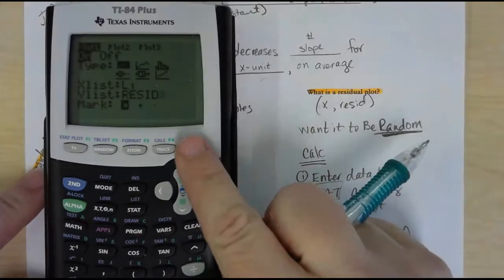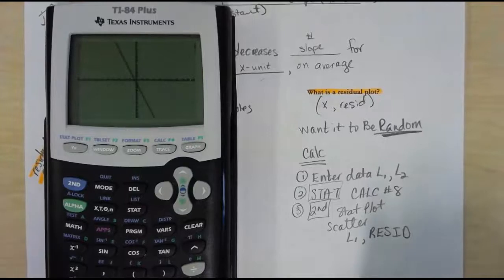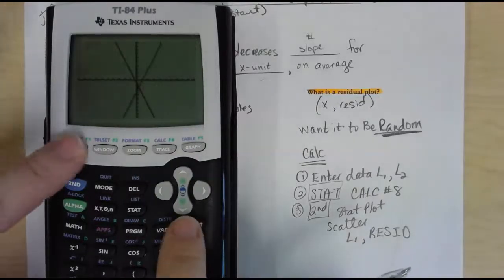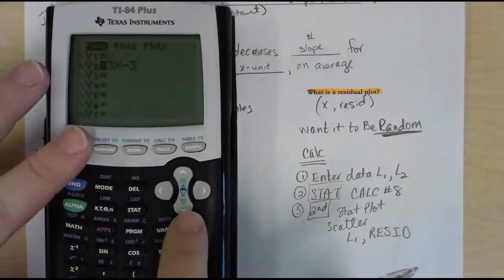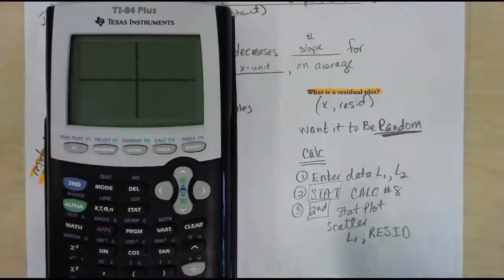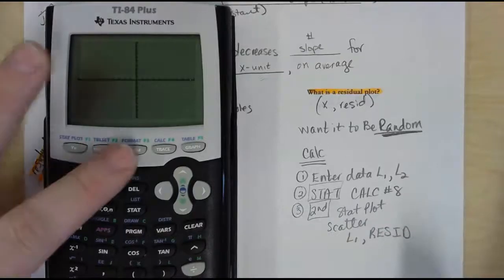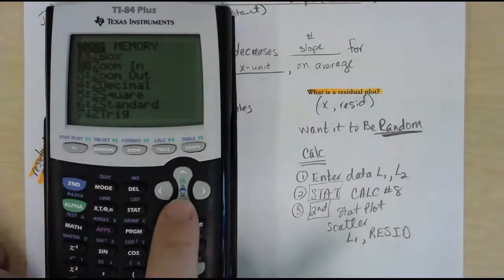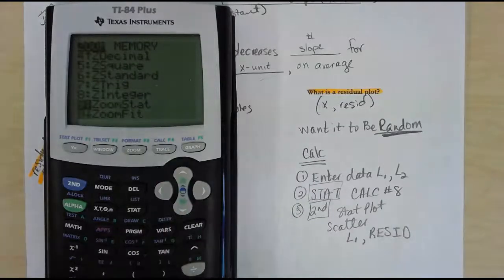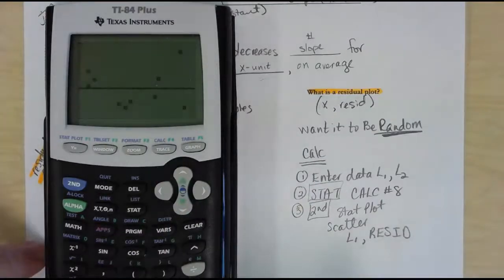And now I'm going to hit graph. Now I can't see it. Oops, I got lines in there. I got to take care of those. Let's get rid of those. Don't want any lines. So let's graph it again. I don't see anything. So I go to zoom, and I go down to number 9 because that is zoom stat. And that's going to fit my window for my statistics. And that is my residual plot.